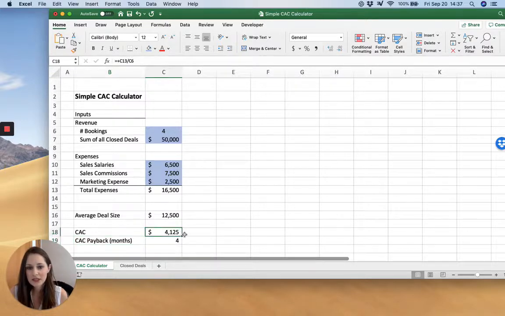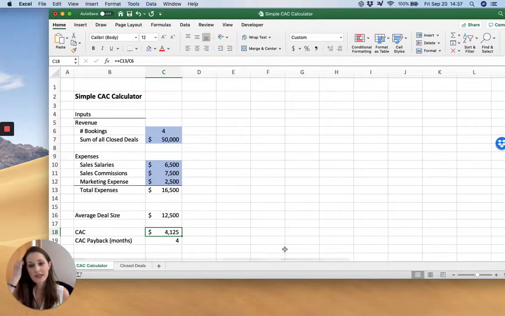The customer acquisition cost itself is less important because it really only matters how much money those customers are bringing in. So obviously it has to be more than it costs you to get them. So first, let's look at what goes into the calculator.